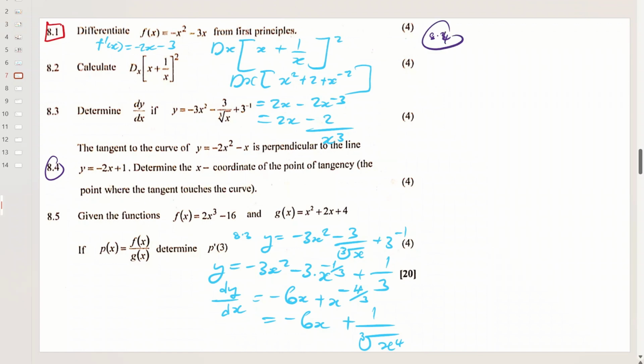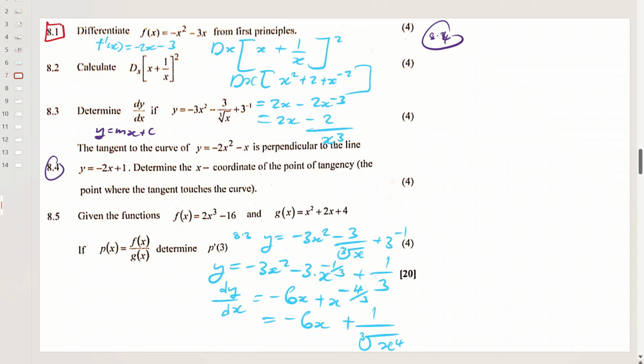8.4. They say that the tangent to the curve y is equal to... this is a tangent, right? So we have y is equal to mx plus c. Oh, this is a curve, not a straight line. So the tangent is the one which is in standard form mx plus c. And this is the curve, the parabola, right?